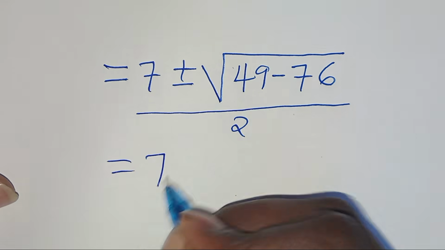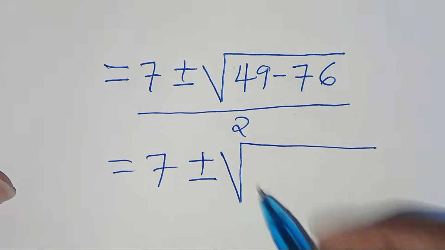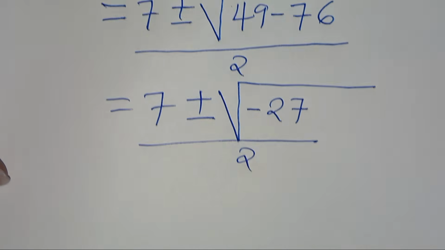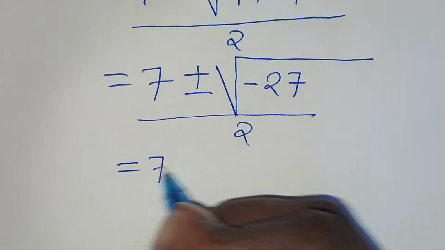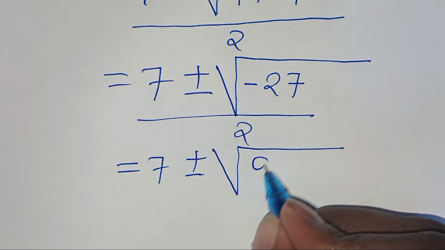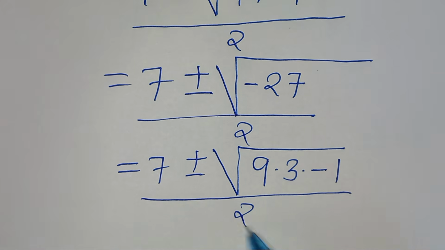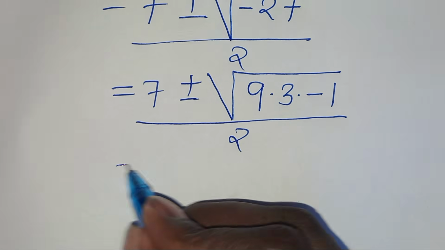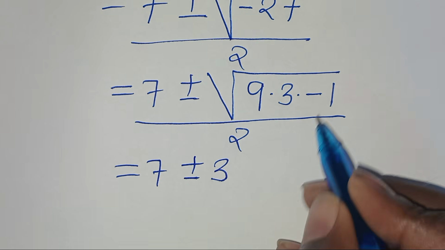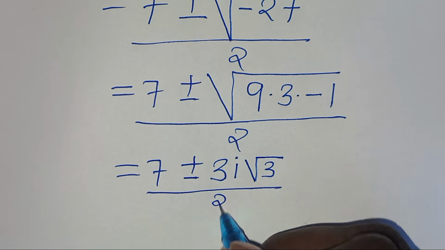So we have 7 plus or minus the square root of 49 minus 76, this is negative 27, divided by 2. So this is equal to 7 plus or minus, we can express the square root of negative 27 as the square root of 9 times 3 times negative 1, divided by 2. So here we have 7 plus or minus the square root of 9, this is 3, square root of negative 1, this is i, then square root of 3, divided by 2.